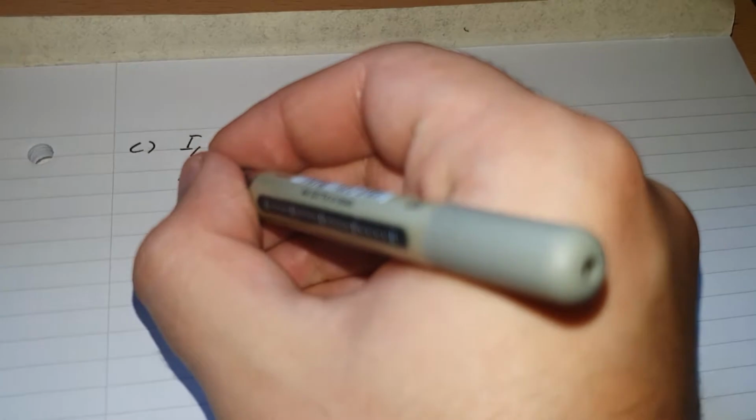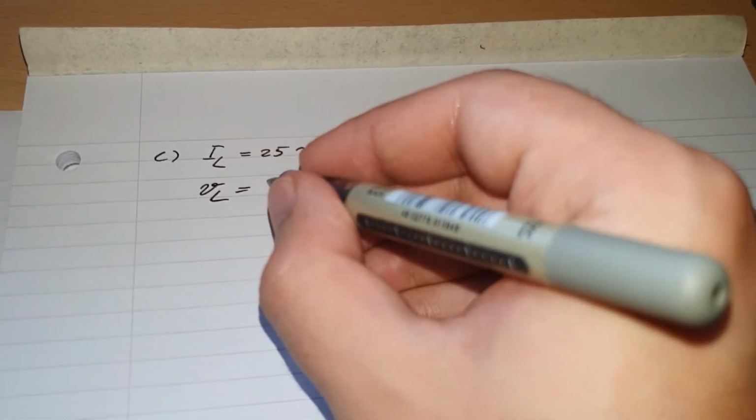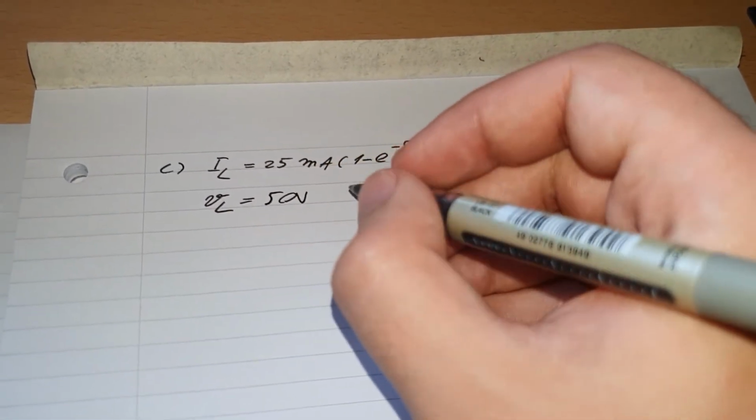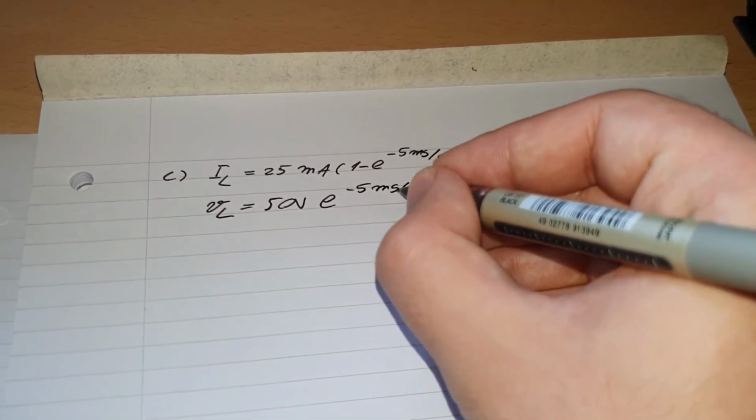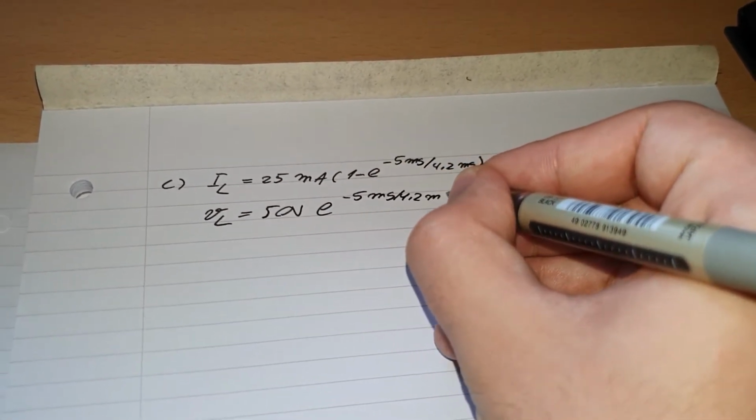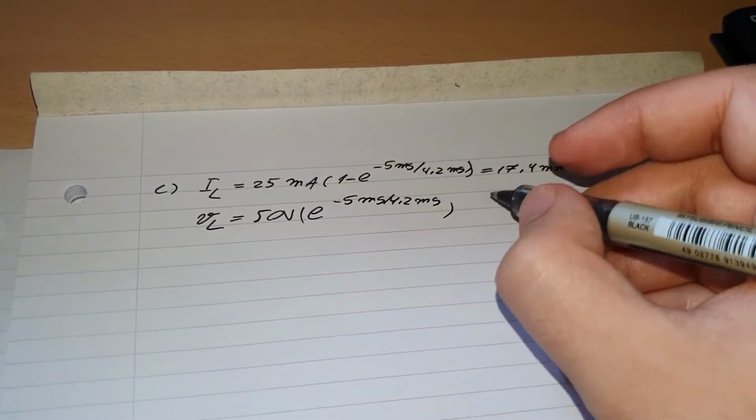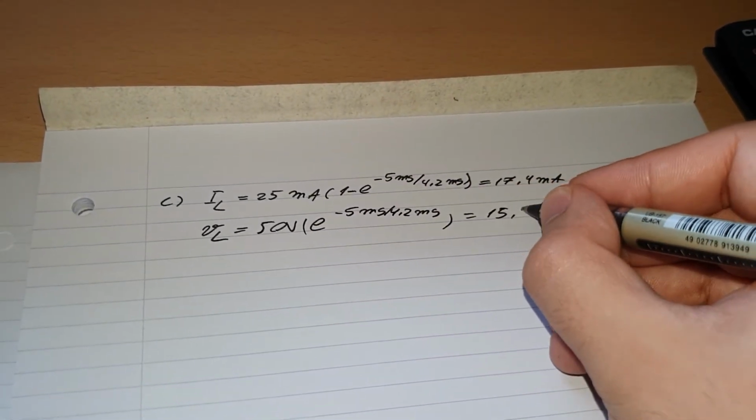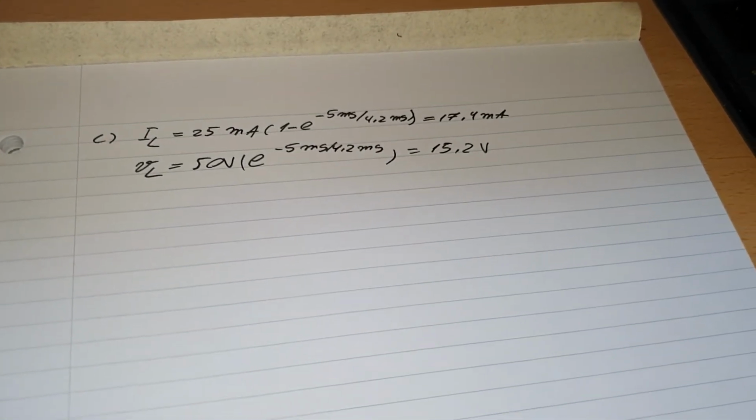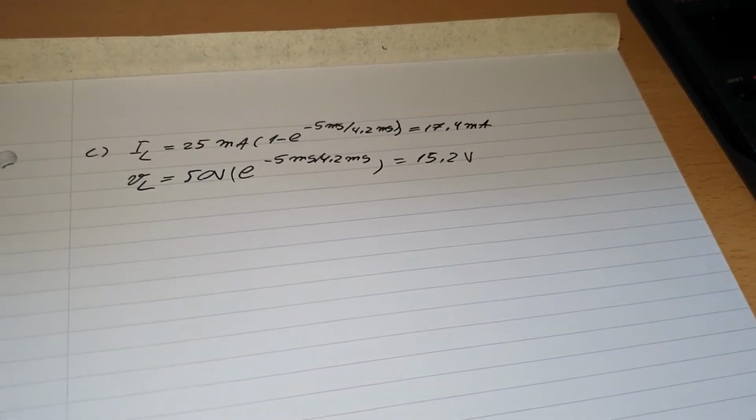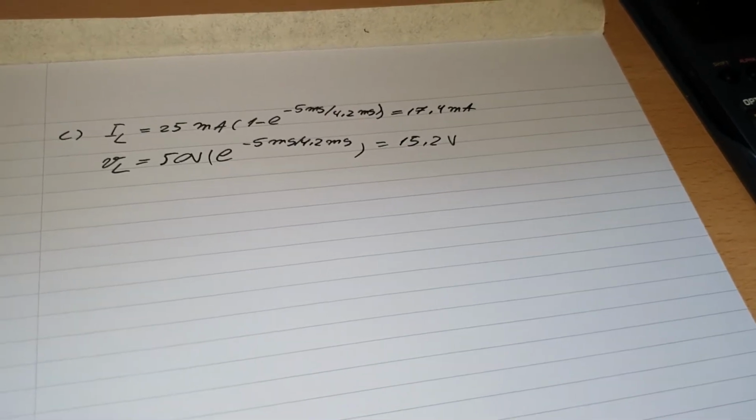Let's calculate the voltage inside the inductor as well, which will be 50 volts times e to the minus 5 ms divided by 4.2 ms, again because it's a time constant, and there will be 15.2 volts inside of it by that time. So after 5 milliseconds, there will be 15.2 volts inside the inductor.